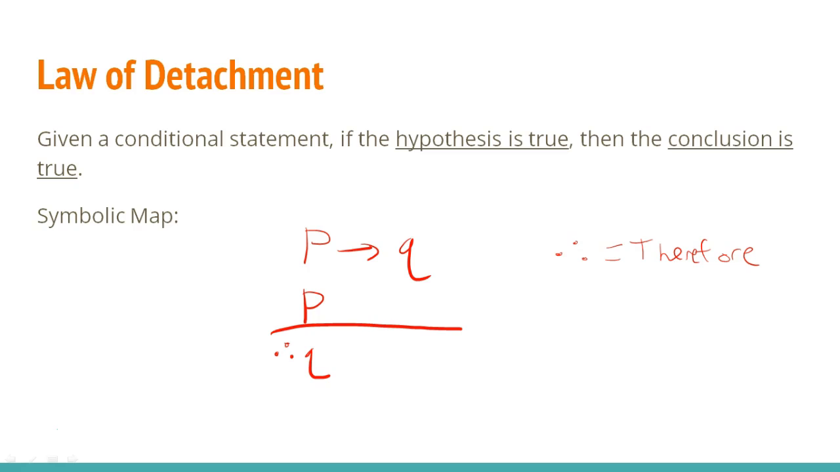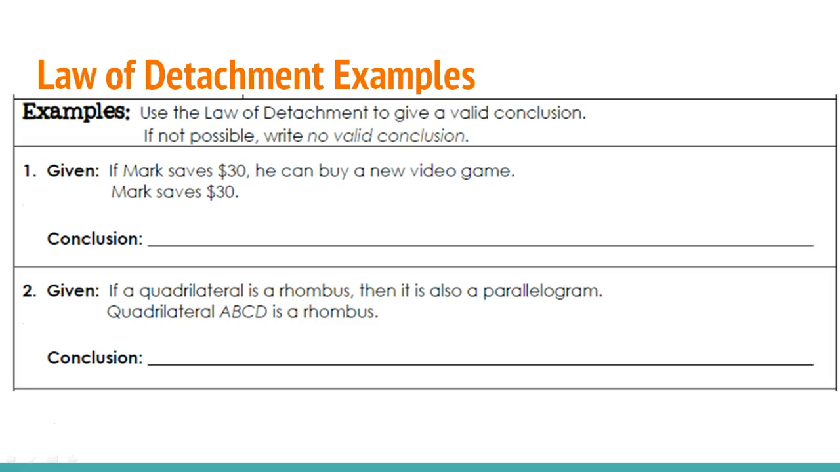So this says that if we have a true conditional, if P then Q, and if the hypothesis, P, on its own is true, then we can say that Q is also true. Let's take a look at a couple of examples so that it makes a little more sense. Here are two examples. You have them in front of you, so we'll work through them.